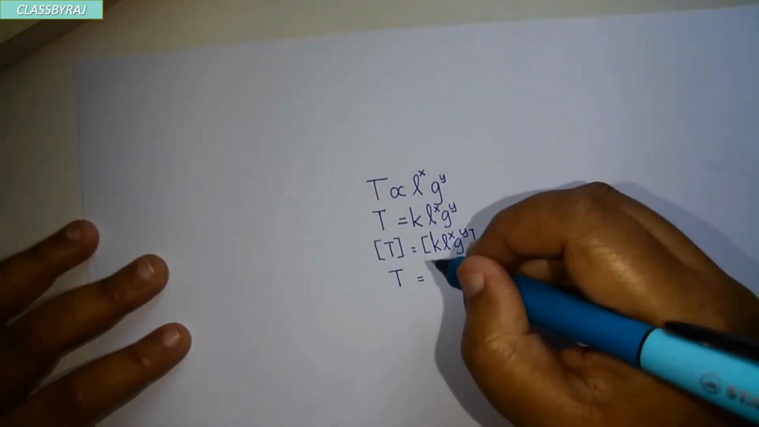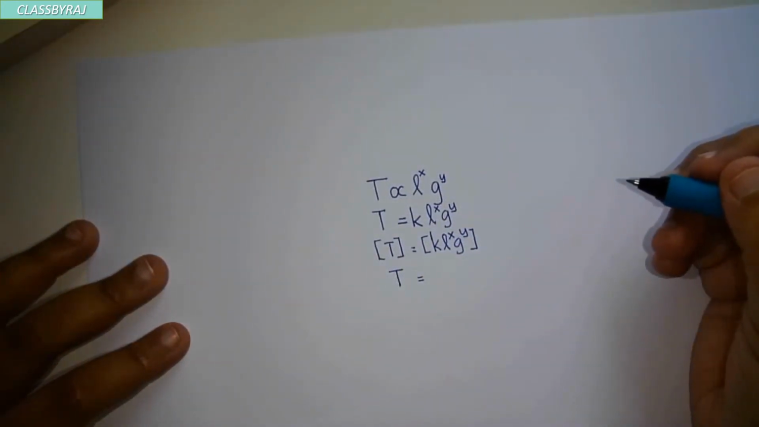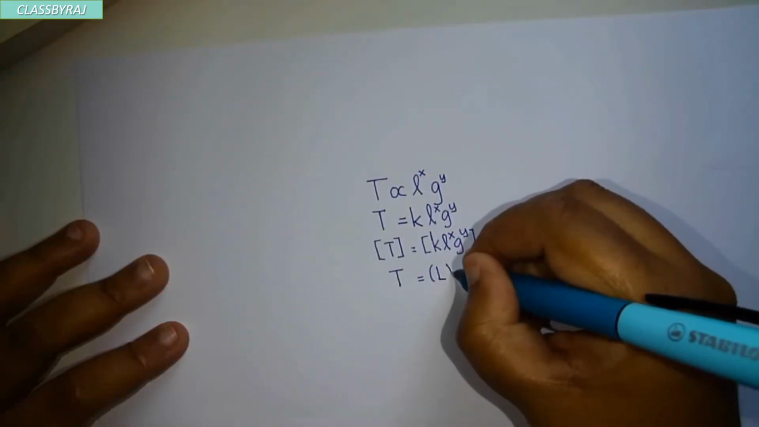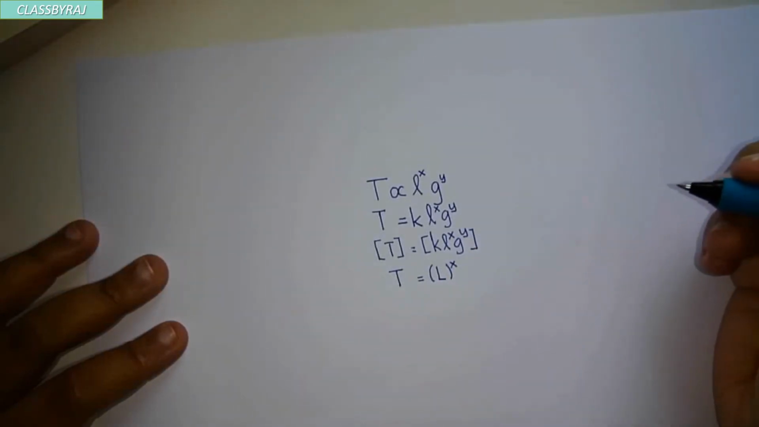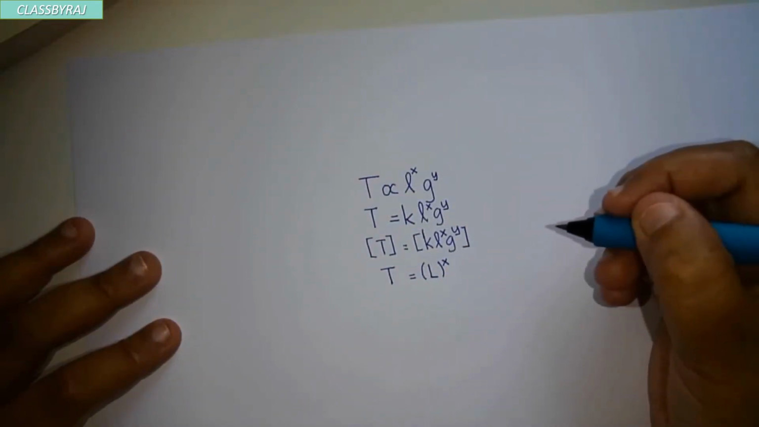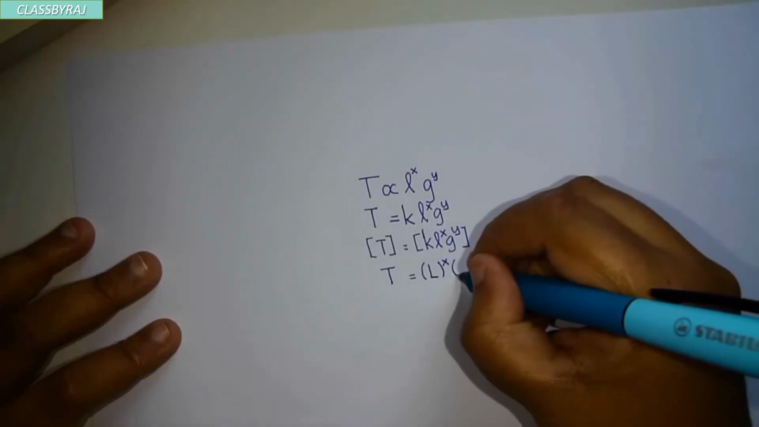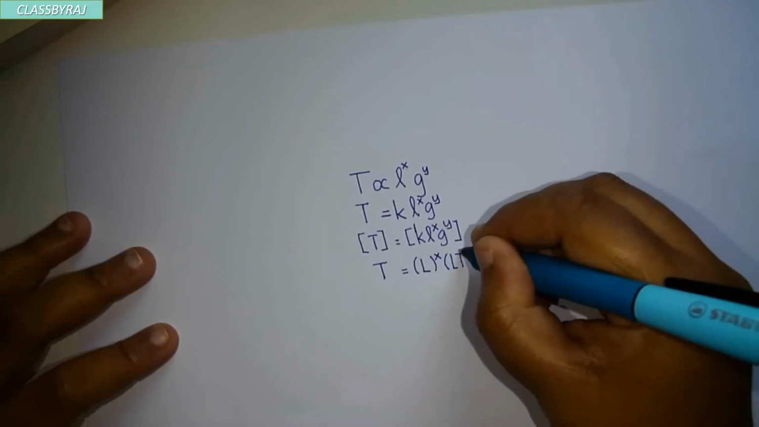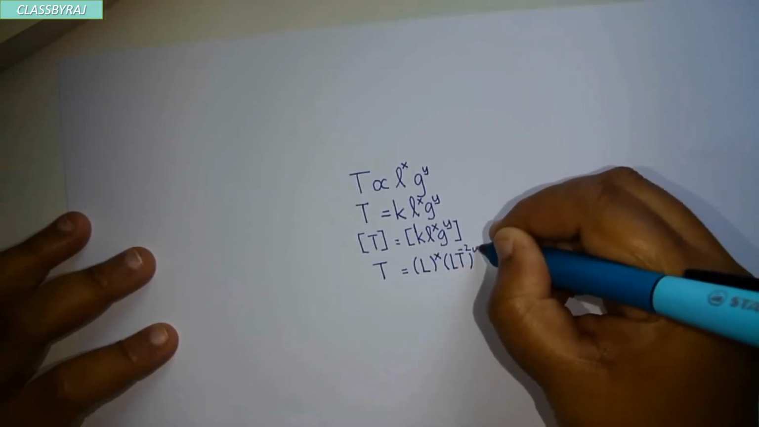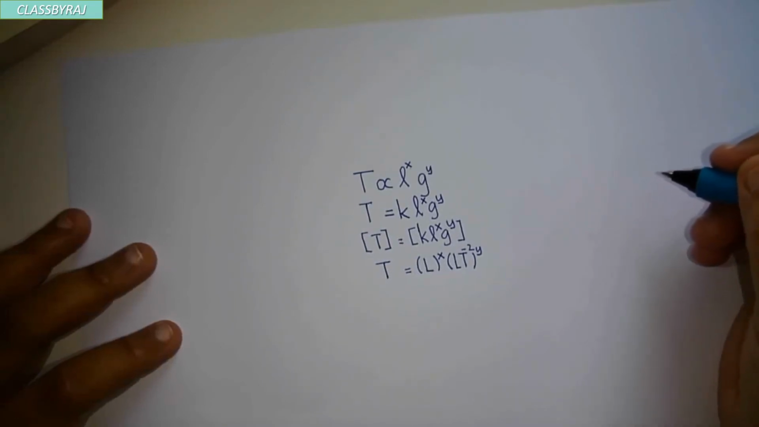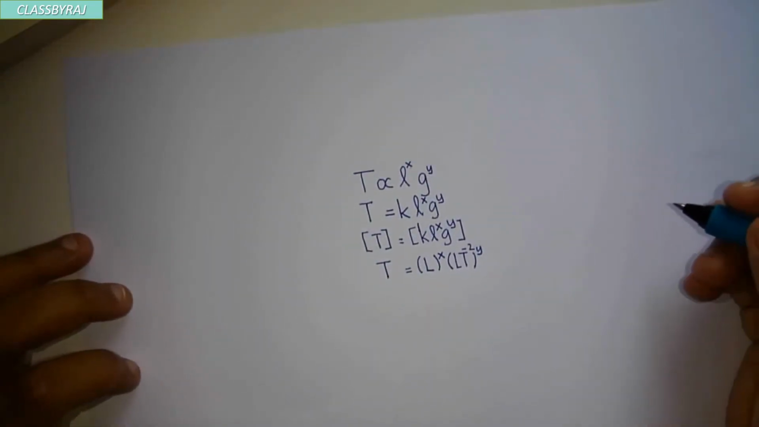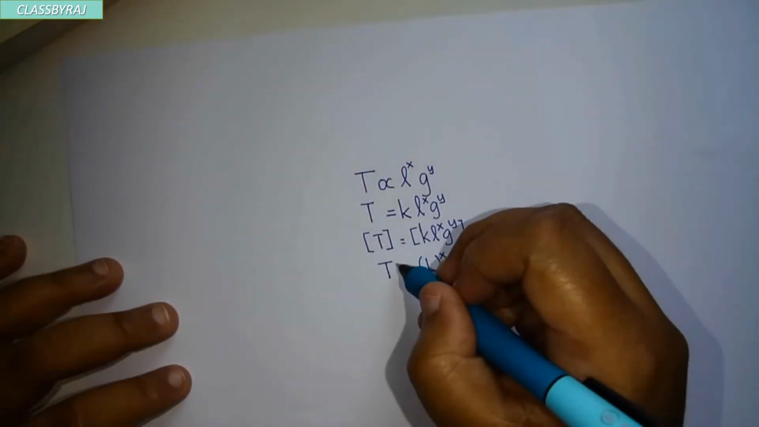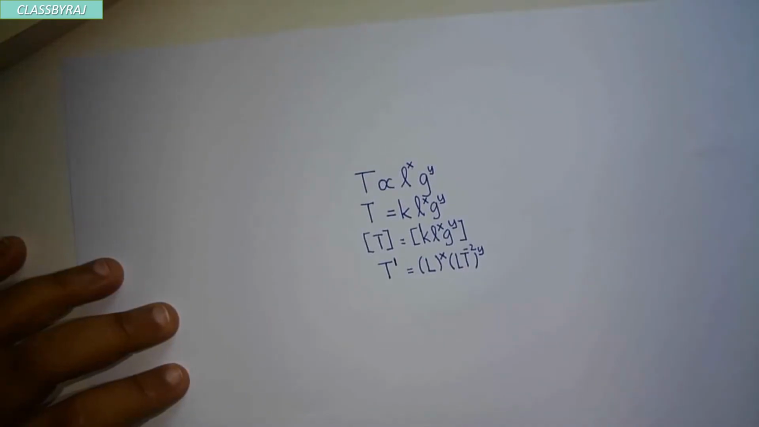Alright, so the dimension of L: L is length, so the dimension of L is capital L, and then we put x. The dimension of g: g is acceleration due to gravity, so it's still acceleration, right? So it is L T^-2. Then I put y. Okay, then from our mathematics, this is your physics, now it's your maths. So this is T, that means it's T^1, correct?